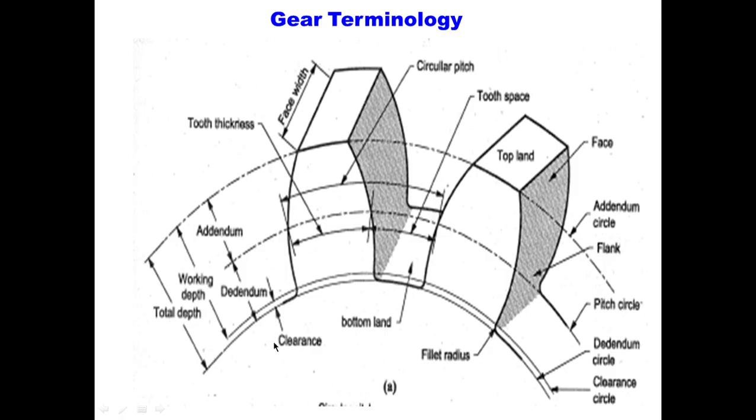From the clearance circle, this is the clearance circle, and this is the total depth, from the dedendum circle to the addendum circle. That is known as your total depth. Please remember working depth and total depth, addendum, dedendum. This is the clearance between the working depth and total depth, that is basically your clearance. Bottom land you have seen, and fillet radius as well.